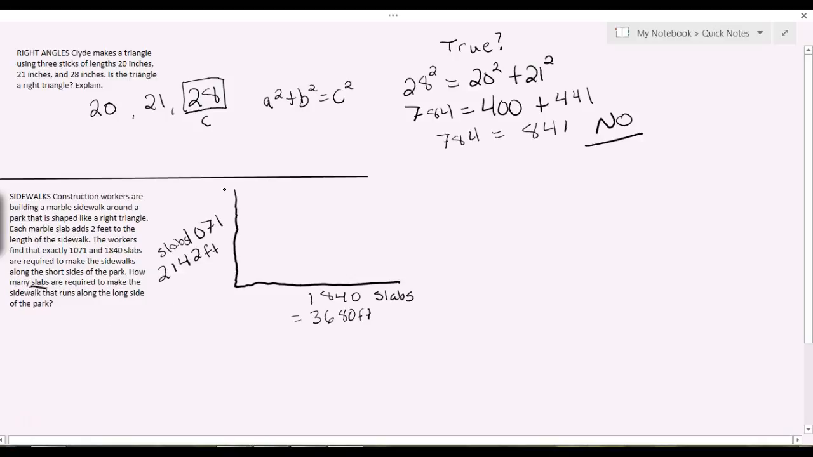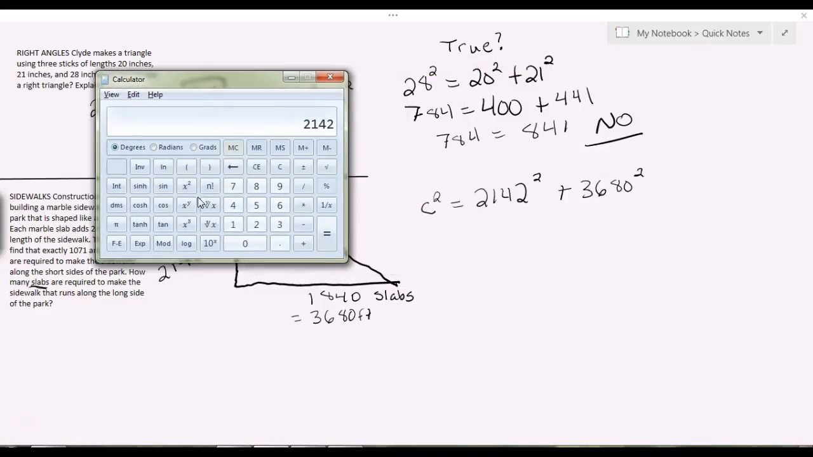Now the question it asks, how many slabs are required to make the sidewalk that runs along the side of the park? So I'm going to find out what this is. I'll call it c squared. Actually, it's going to be c. It's only c squared when I put it in my equation. So I'm going to find the length of this, and then once I find the length, I'm going to divide it by 2 because each of my slabs is 2 feet in length. So c squared is going to equal 2,142 squared plus 3,680 squared. So we've got some pretty big numbers that we're dealing with.